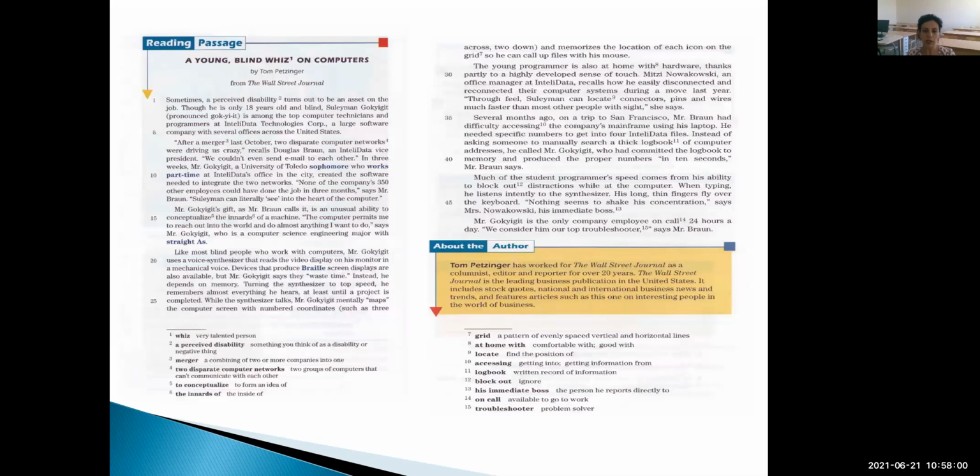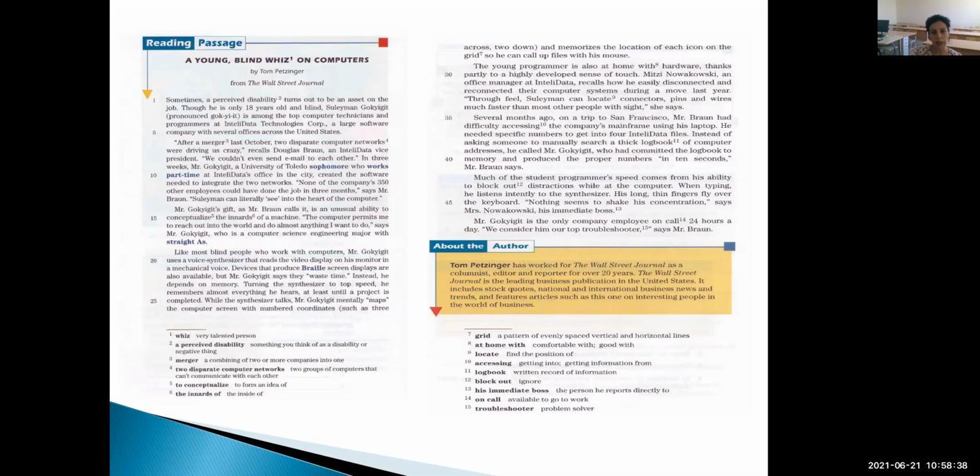So the next one is, let's get acquainted with the text itself. A Young Blind Whiz on Computers is the name of the topic, written by Tom Petzinger from the Wall Street Journal. This is an extract. So let's start. As you see, there are 45 overall paragraphs, lines we have here, and then let's read it with you. Also, you can see the short information about the author as well. Plus, you can see on your screen the new words that you can come across while reading the text. So let's discuss and read the text with you.